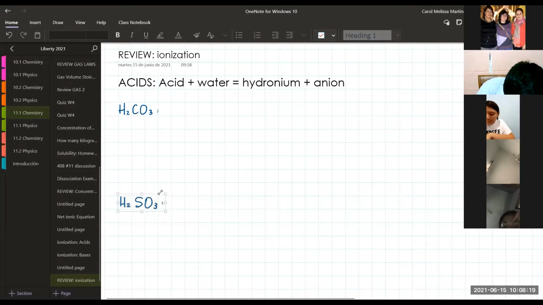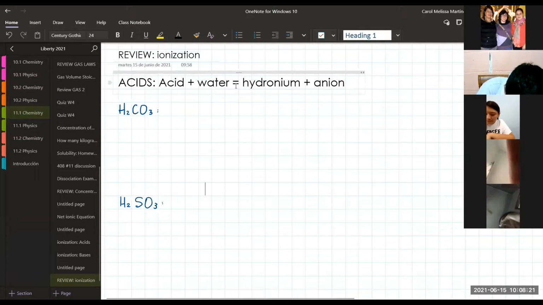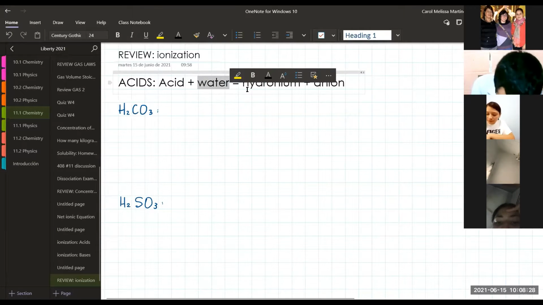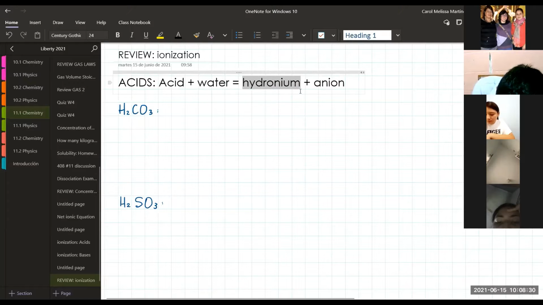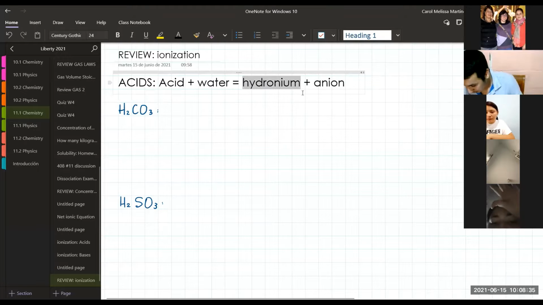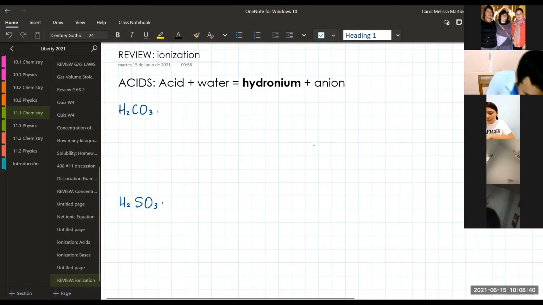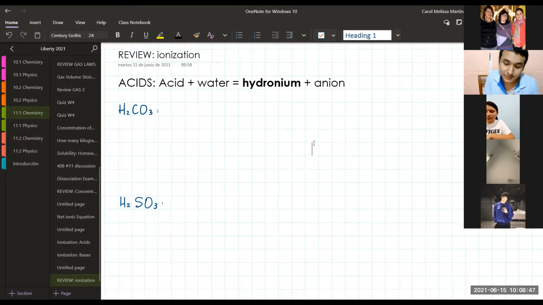So take a look at the establishment of the rule. It says, when you combine an acid with water, you will get as a result hydronium ion and an anion. Okay? Remember, hydronium ion is H3O plus. So let's work on that. It says to ionize acids, we need to combine it with water. So that is the first step that we need to do.